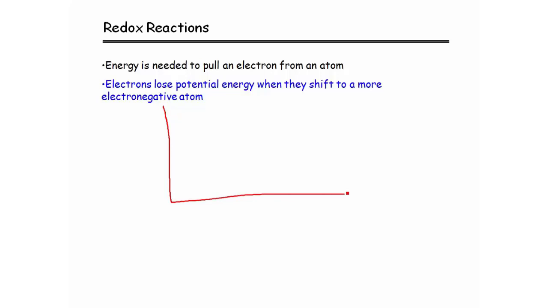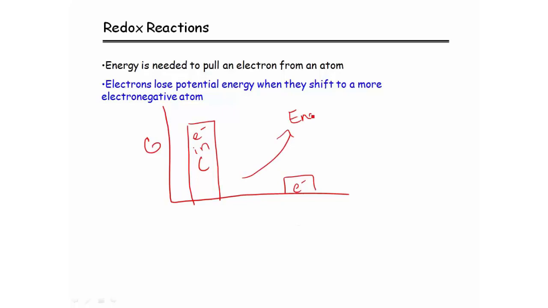If we draw a picture of this similar to what we looked at in Chapter 8, this would be my free energy on this side. If we take electrons in carbon, these are going to be very high energy electrons. If we take those electrons and we move them to oxygen, those would then be low energy electrons. So these electrons are going to go from having a high amount of energy to having less energy, and that is exactly what an exergonic reaction is. So when this takes place, energy will be released, and then that energy that's released could be utilized to do some work inside the cell.